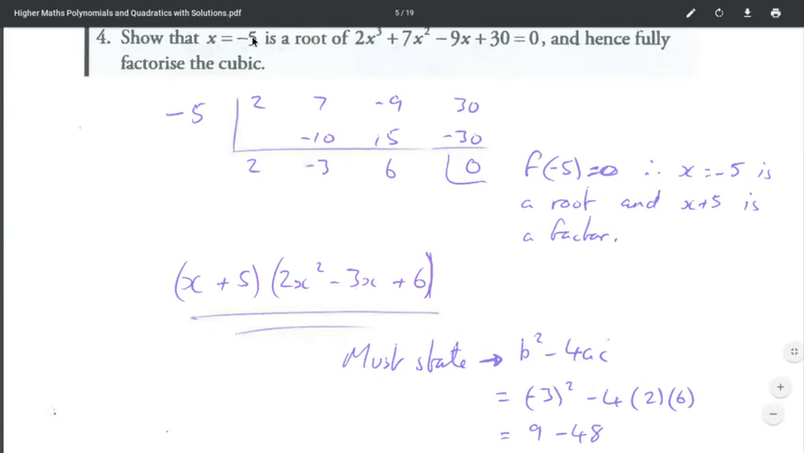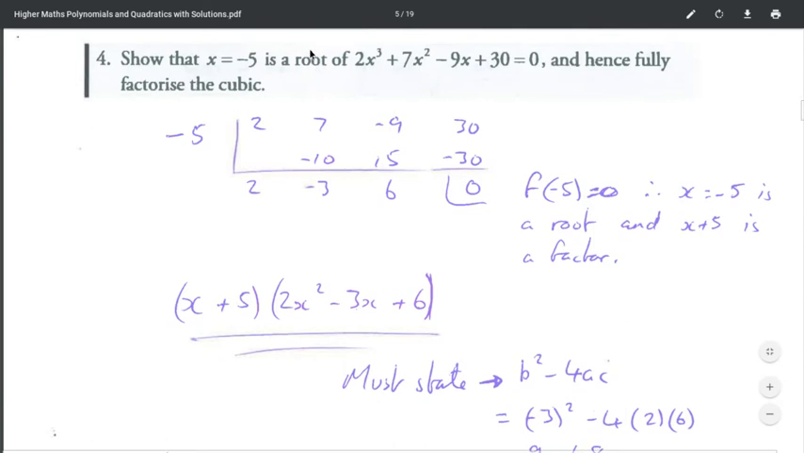Show that x equals -5 is a root of 2x cubed plus 7x squared minus 9x plus 30 equals 0, and hence fully factorize the cubic. So again, we're going to do synthetic division to do this. So 2, 7, -9 and 30 go along the top row of our table. x equals -5 is a root, so we'll put -5 at the front.